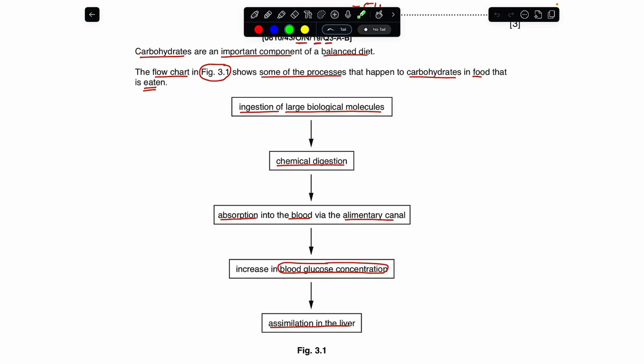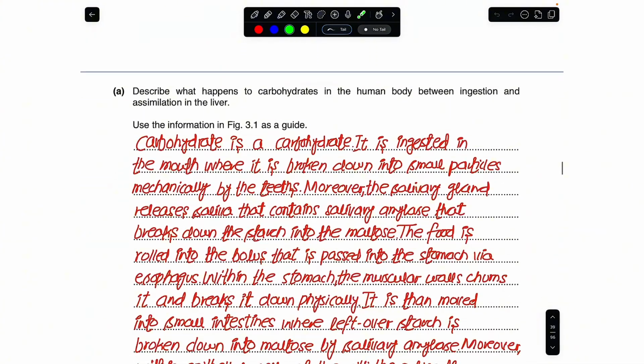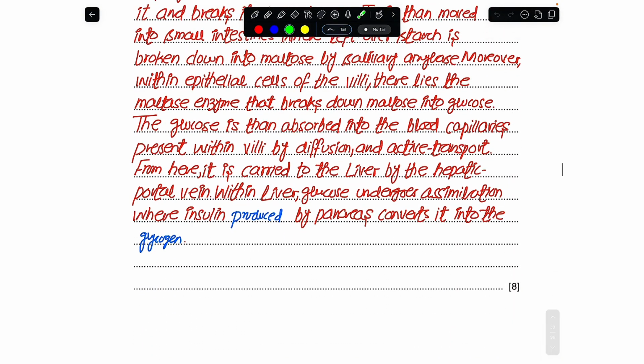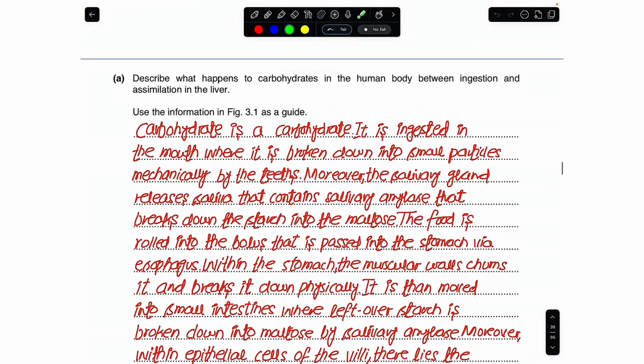Let us go to the question to see what the examiner has to ask us. As I said, this was a mega question carrying a total of 8 marks, and against the 8 marks, what the examiner is asking us is to describe what happens to the carbohydrate in the human body between ingestion, when you have eaten it, and assimilation, when it would become part of the liver. And they want us to use information in figure 3.1 as a guide.